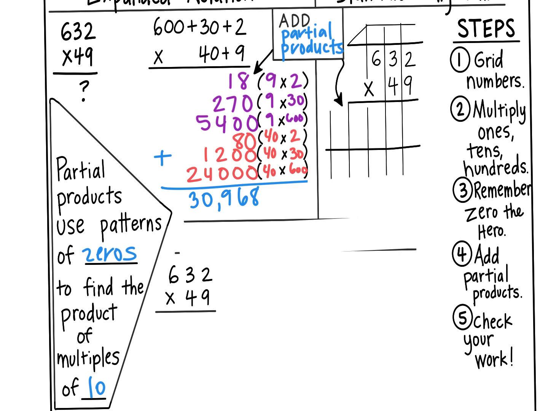The way that you guys are probably the most familiar with is a standard algorithm, which is off to the right, where you just follow a series of steps. Step 1 is highly encouraged. I'm not going to force you to grid your numbers, but it's highly encouraged, especially if you tend to write kind of sloppy and your numbers get all blurred together. Then gridding your numbers is super helpful.